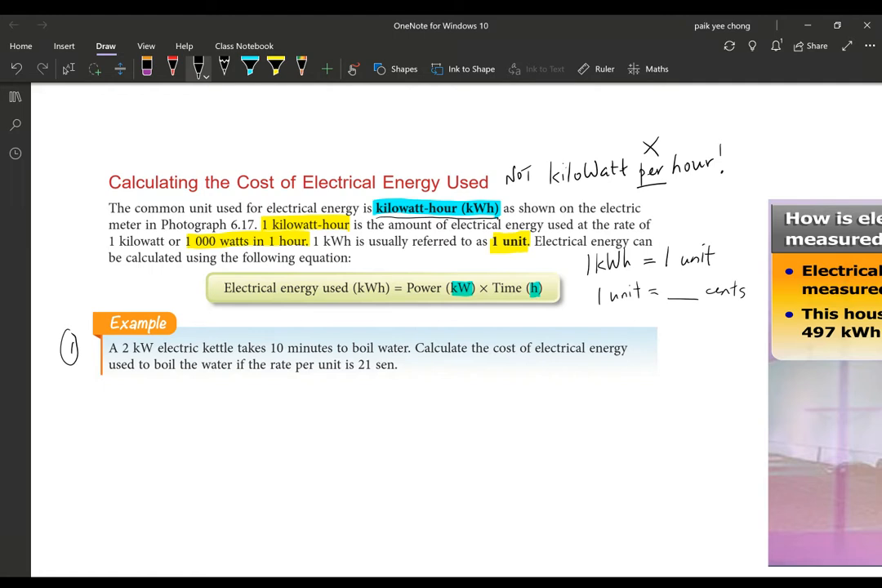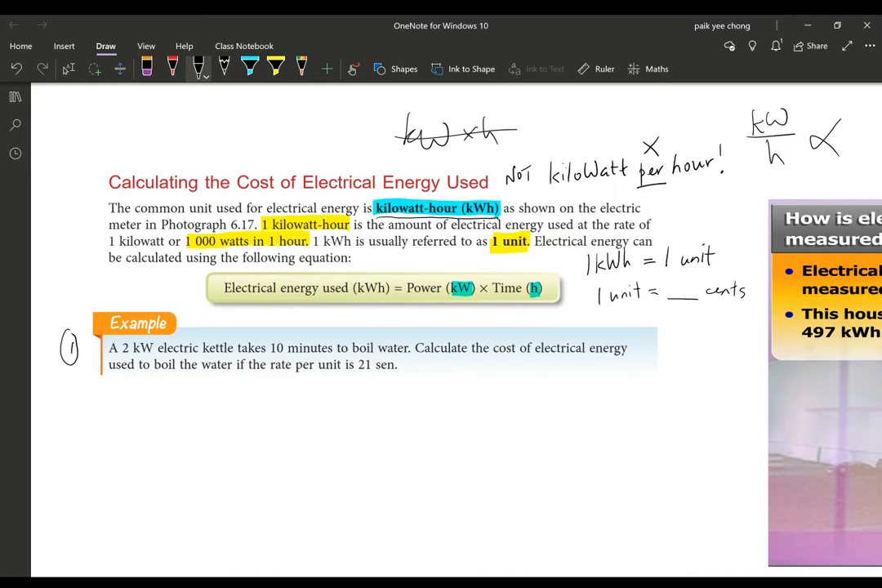Okay, now it is not kilowatt per hour. So kilowatt per hour is wrong. Kilowatt per hour would mean kilowatt divided by hour, so this is wrong. It is kilowatt times hour. Okay, the formula is kilowatt times hour. So your H, the hour, doesn't go at the bottom. So it is actually kilowatt hour, okay, not kilowatt per hour.